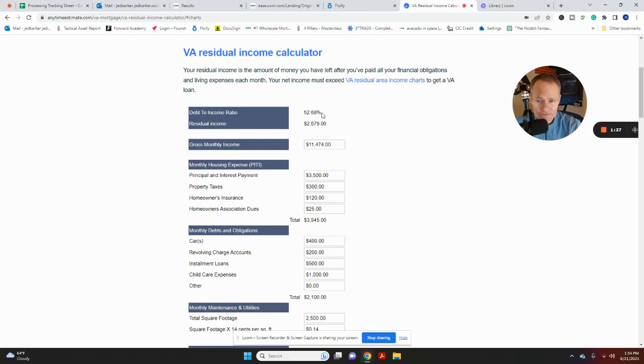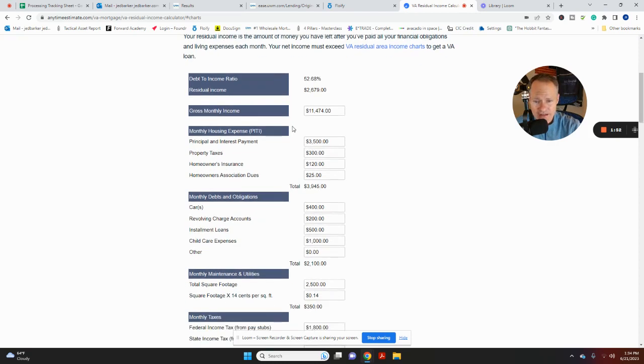This would not qualify in a conventional home loan. It may qualify on an FHA loan. It definitely wouldn't qualify on a USDA home loan. But the really great thing about the VA loan is that it does allow for much higher debt to income ratios as long as the residual income calculator works out. So let's go down and look at this real quick.